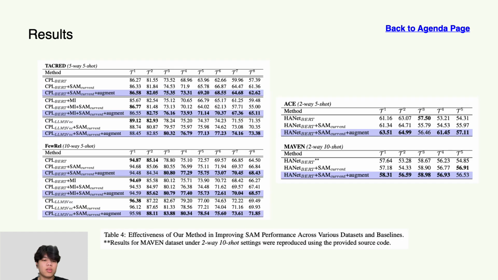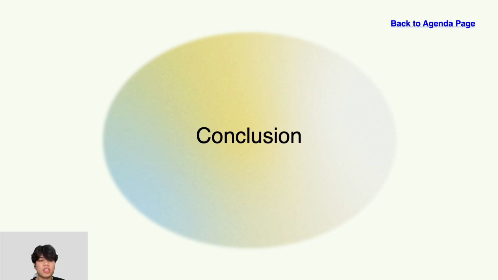So our final results slide extends our evaluation to few-shot continual event detection on the ACE and MAVEN datasets. The trends observed here further confirm the effectiveness of our approach across different information extraction tasks. So when combined with SAM, our data augmentation method consistently improves performance, demonstrating its versatility and robustness. So let's now summarize our findings and discuss implications for future research.